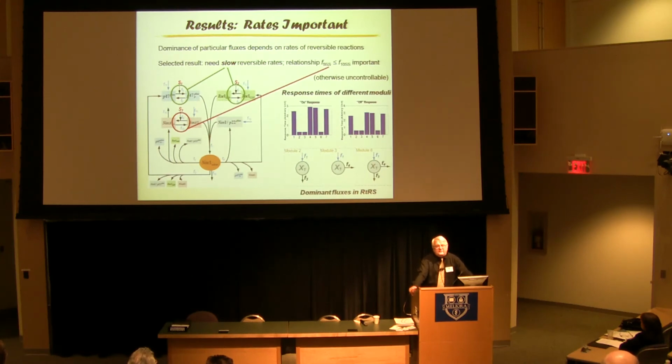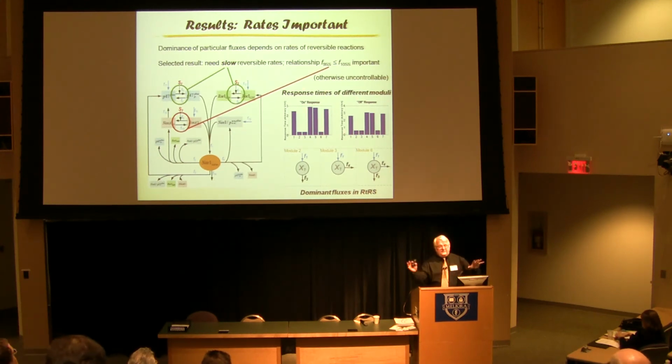And then we looked at response times. So how long does each of these modules need before you're ready for the next signal? And you see there are tremendous differences. So module 1 is very slow. 2, 3, 6 are very fast. Here's the on response, here's the off response.